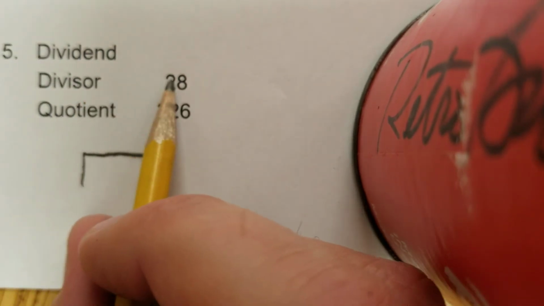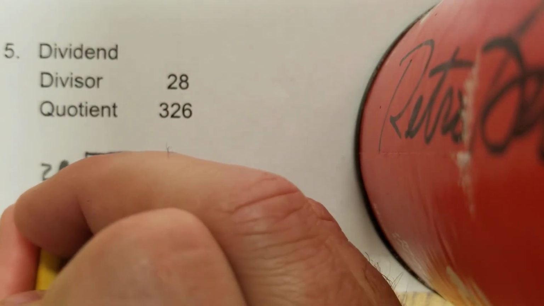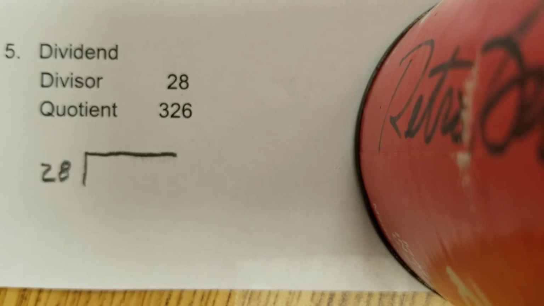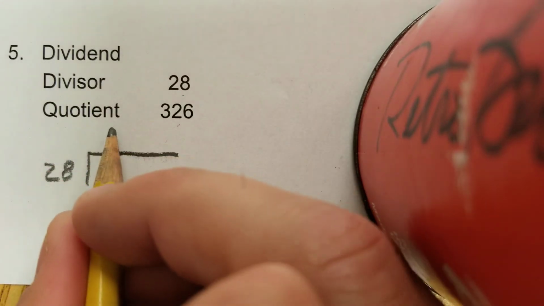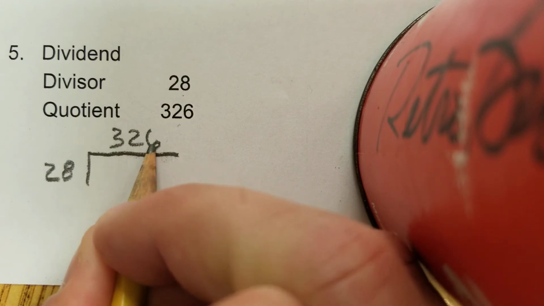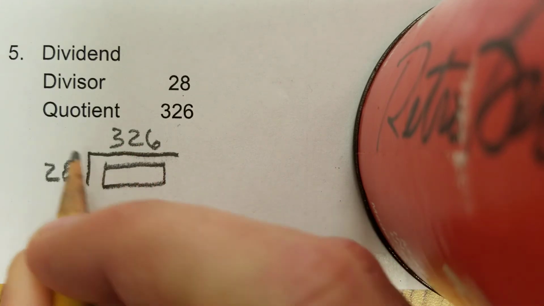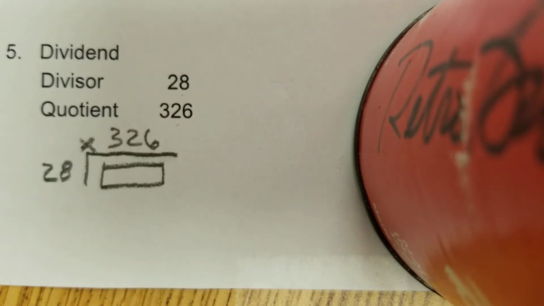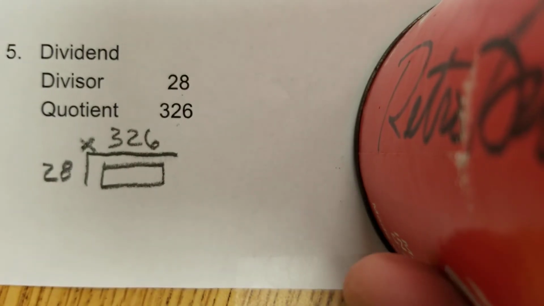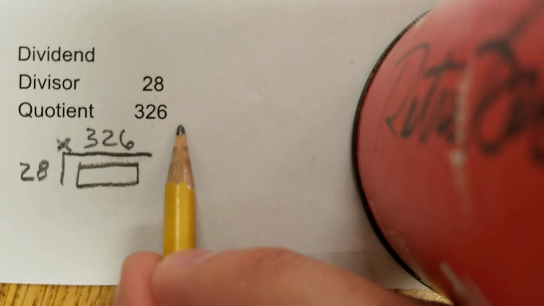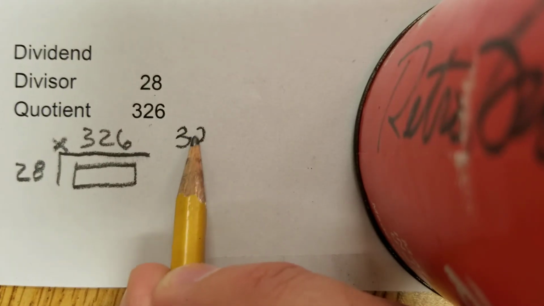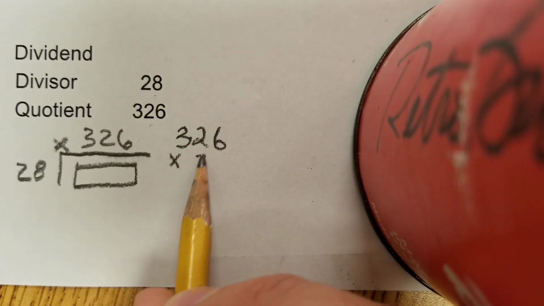My divisor goes on the outside of the box. That's my small group. My quotient is my answer. How many small groups? That goes on top. This time I have to find the inside number. I know that I can multiply my quotient times divisor and get the answer. So I'm just going to do 326 times 28.